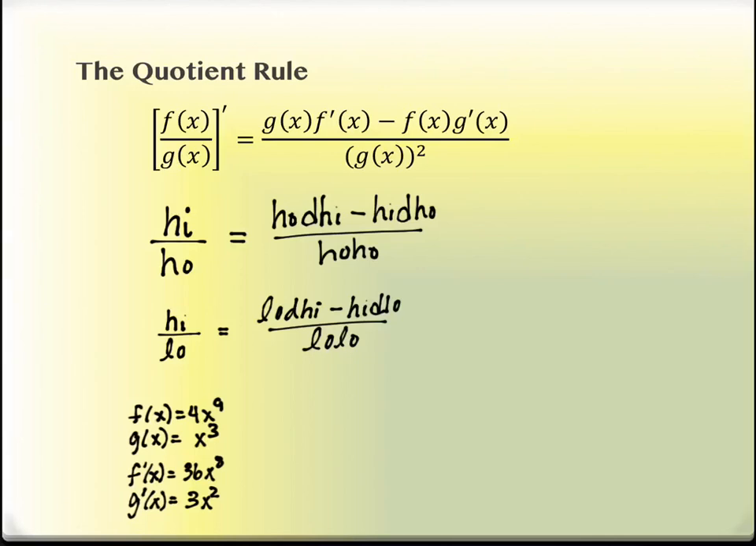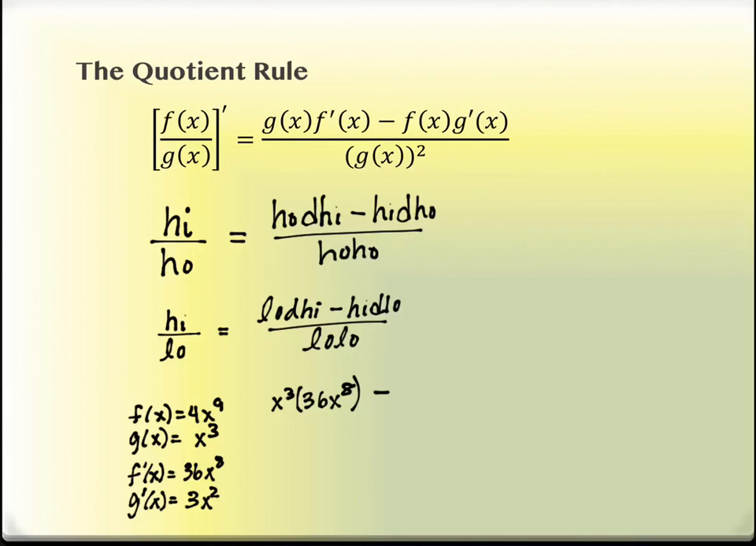Okay. So our f of x is 4x to the 9th. Our g of x is x cubed. F prime and g prime were the ones we've seen before, of course, too. And so we start with the denominator, low or the ho part. So the low part, or the part on the bottom, is x cubed. And I take that times the derivative of the numerator, f prime, or the d high. So d high is 36x to the 8th. Minus.